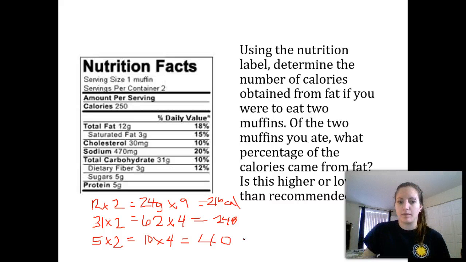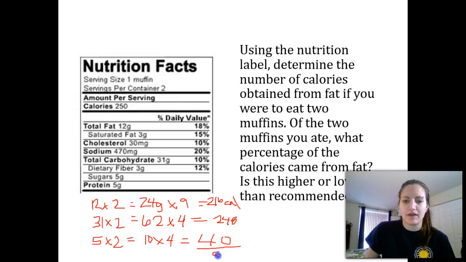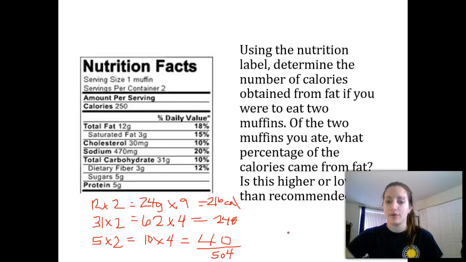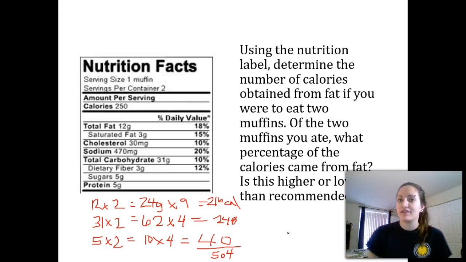So the total number of calories, if we eat 2 muffins, we just add all of these up. So I'm going to do 216 plus 248 plus 40 to get 504. Alright, so we have 504 total calories. The question asks what percentage of that 504 calories came from fat.